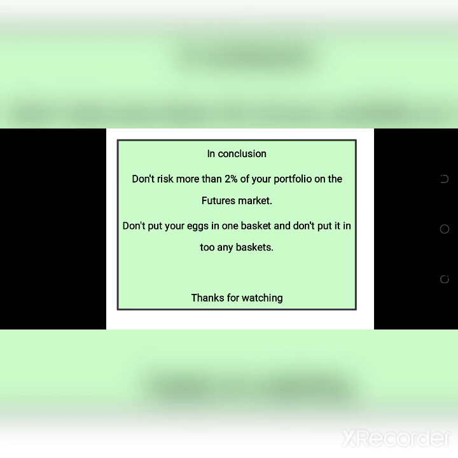So I will be summarizing everything I've been saying this morning. Number one, don't risk more than 2% of your portfolio on the futures market. And two, don't put your eggs in one basket and don't put them in too many baskets. Now, three, if you are trading with less than $500, it's advisable to hold just one coin. If you are trading with about $1,000, divide it into two, hold two.